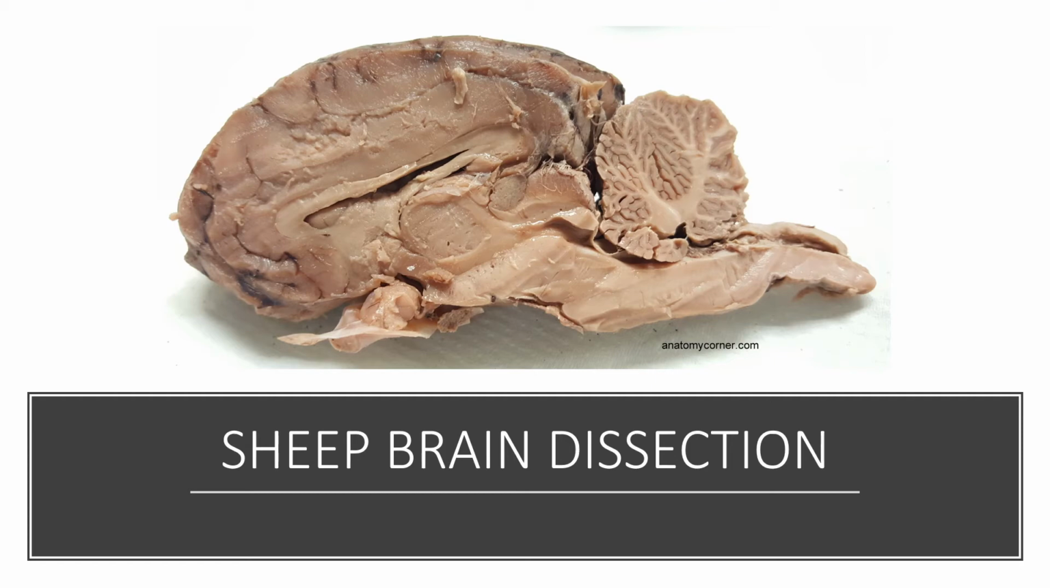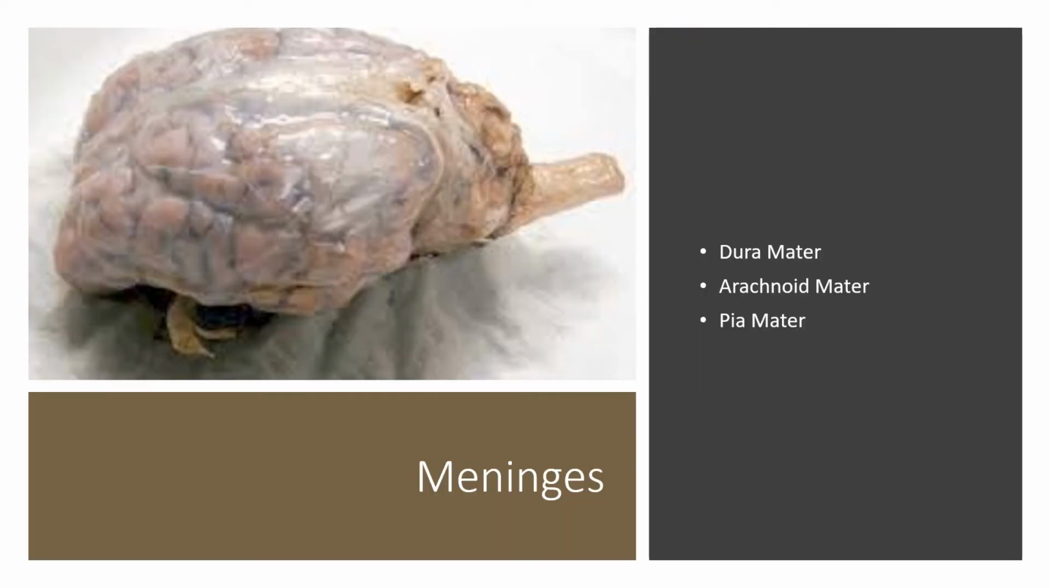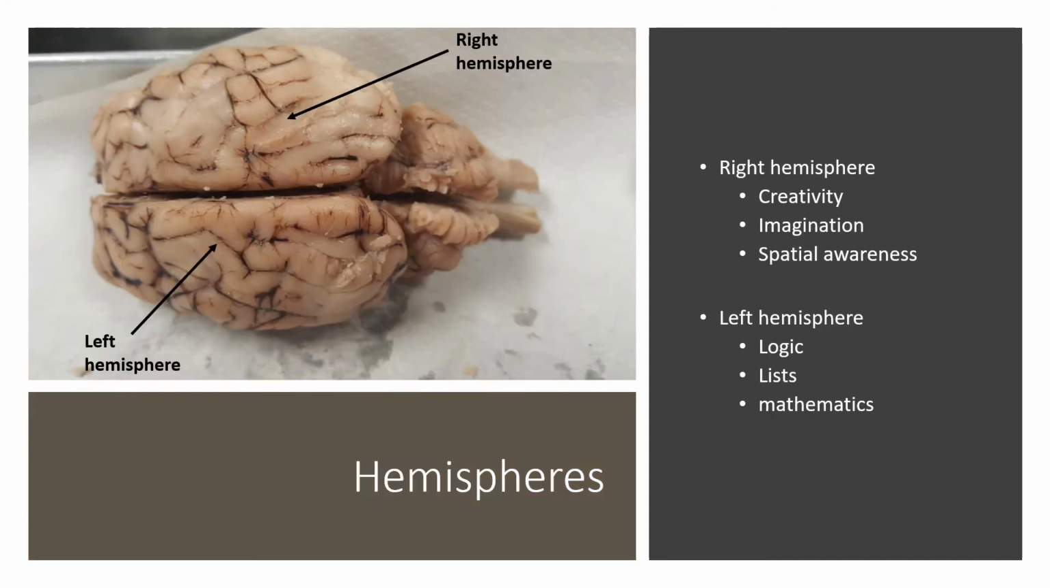Hello everyone, this is just a quick video of a sheep brain dissection. Beginning with the meninges, not all sheep brains you see are going to have the meninges. The outermost covering, of course, is the dura mater, followed by the arachnoid mater, and then the pia mater. You can see the dura mater in this particular picture.